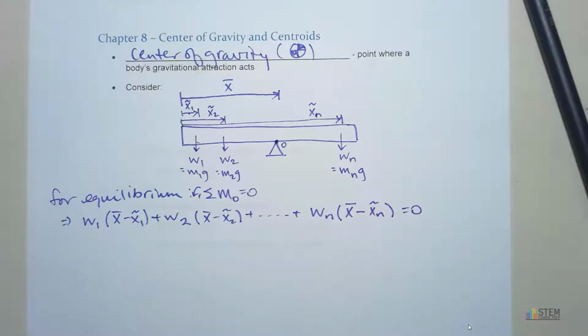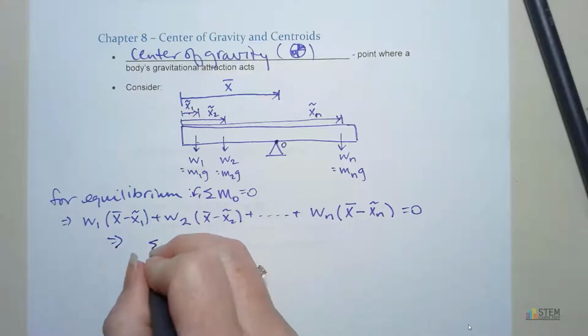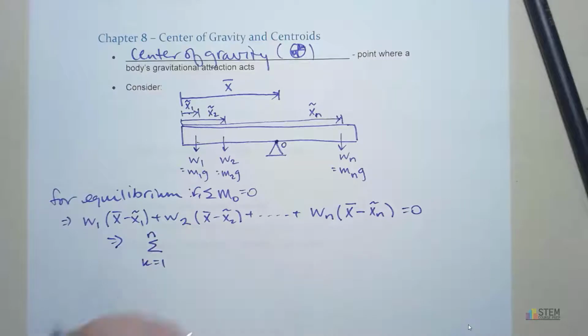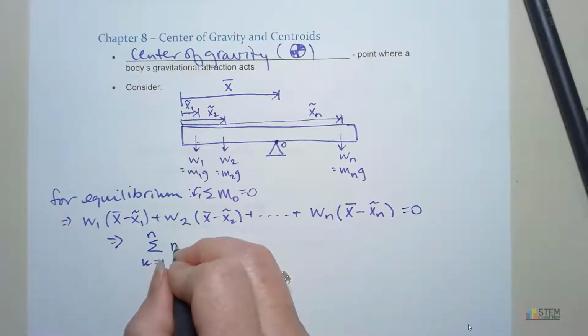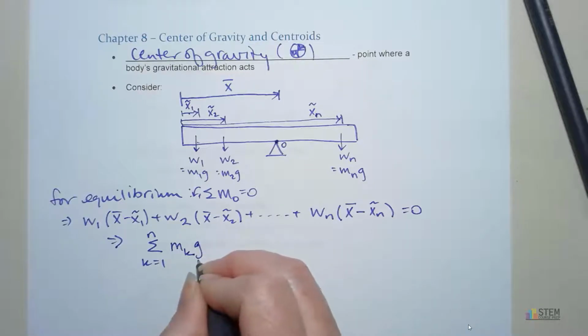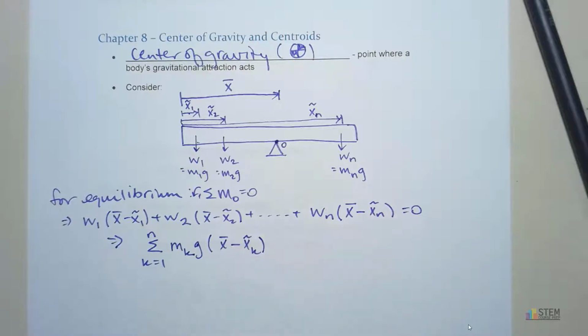Now we've got that. All we did was find our equilibrium equation, a moment about point O. Now we can rewrite this in summation form. We'd have the summation, starting with k equal to 1, going up to n, of m k times gravity, which gives us our weight, times X bar minus X k tilde, and that equals 0. All we did was rewrite this in summation form.